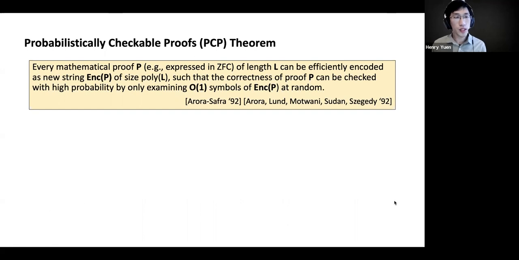So this is what it says. It says that every mathematical proof, maybe you express it in ZFC, of some length L can be efficiently encoded as some new string that's of slightly larger size, some polynomial size in L, such that the correctness of this proof can be checked with high probability by only examining a constant number of symbols of this new encoding at random. And here by constant, I mean independent of this length L. Okay, this is a rather remarkable theorem.